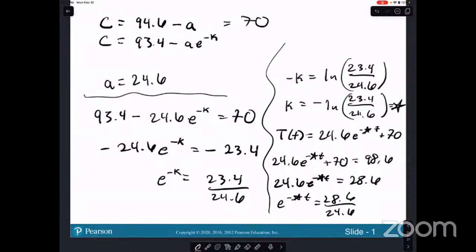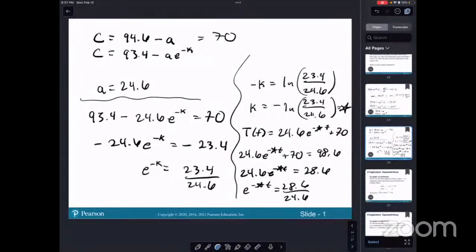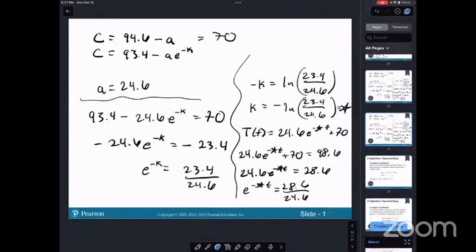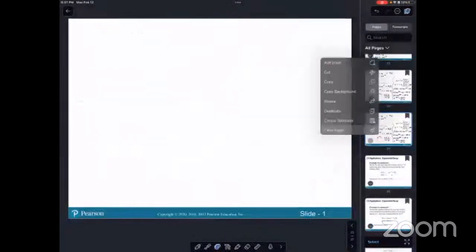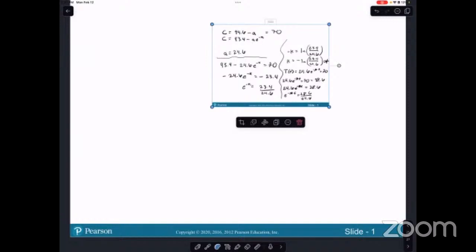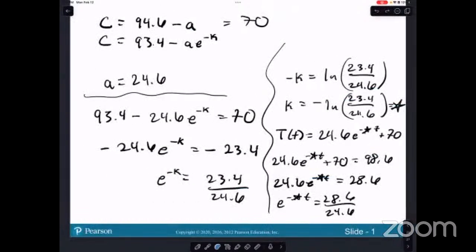Let me copy this. Because then we got to take the natural log on both sides. Copy. This one we want to duplicate. And clear. Paste. Nope. Undo. Copy. Paste. Okay.